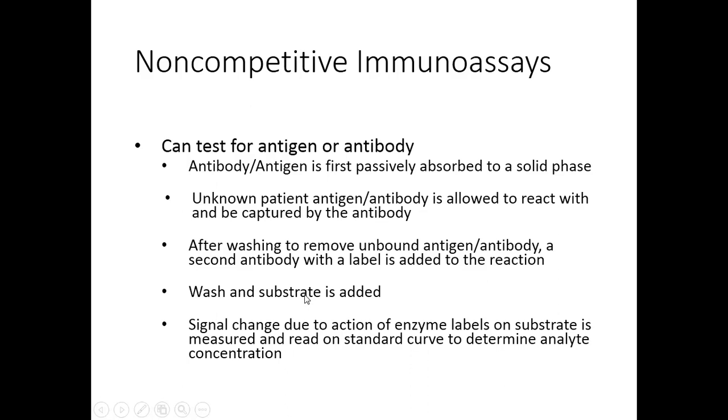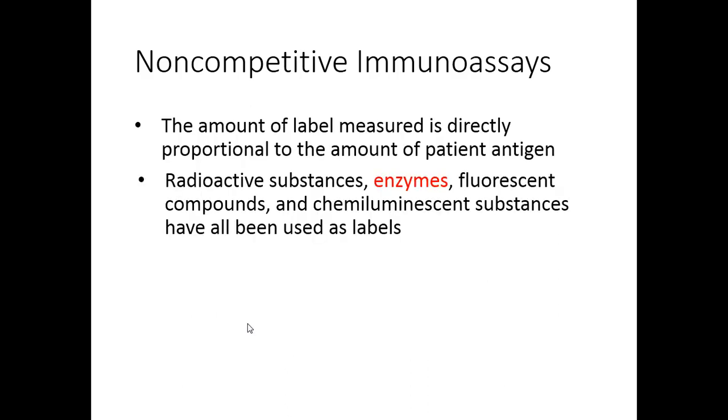So what do we need to do when we get a complex? We're going to do what? We're always going to wash, and then we're going to add a substrate. Signal change is due to the action of the enzyme labels on the substrate, gets measured, gets read on a standard curve, and in this case, the amount of the label is measured directly and is proportional to the amount of the patient antigen. So if we have a high level of patient antigen, we're going to have a high amount of color change. If we have a low amount of patient antigen, we're going to have a low color change because the antigen is directly binding or even indirectly binding to antibody. So we're looking really for that one-on-one reaction. We're not looking for competition. We're looking for true antigen-antibody binding.